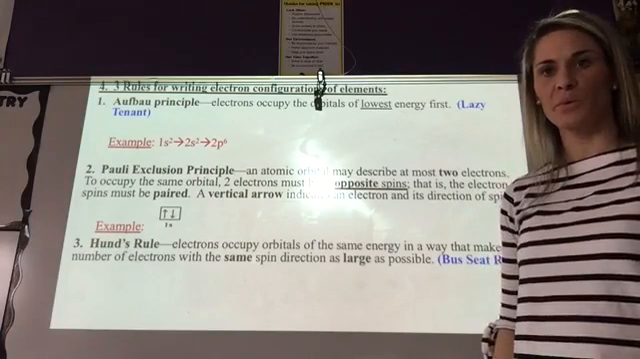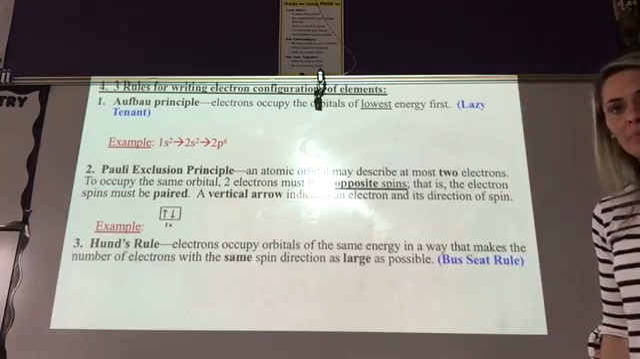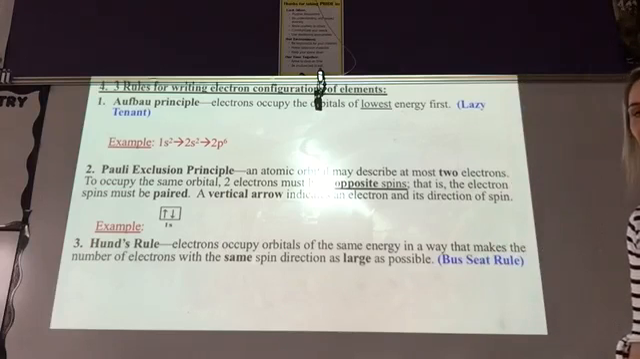So these are our 3 rules. I want you to write these down with me, please. The first one is the Aufbau principle. Fancy word. You don't have to memorize the Aufbau principle part. It's just telling us, if you can't read it very well, electrons occupy the orbitals of lowest energy first.